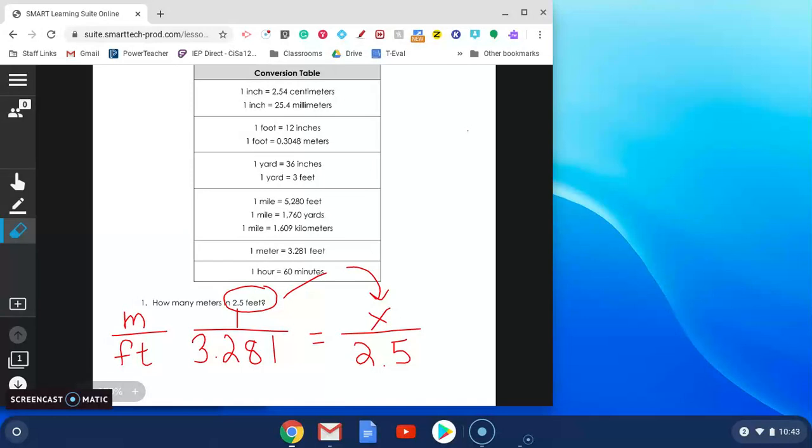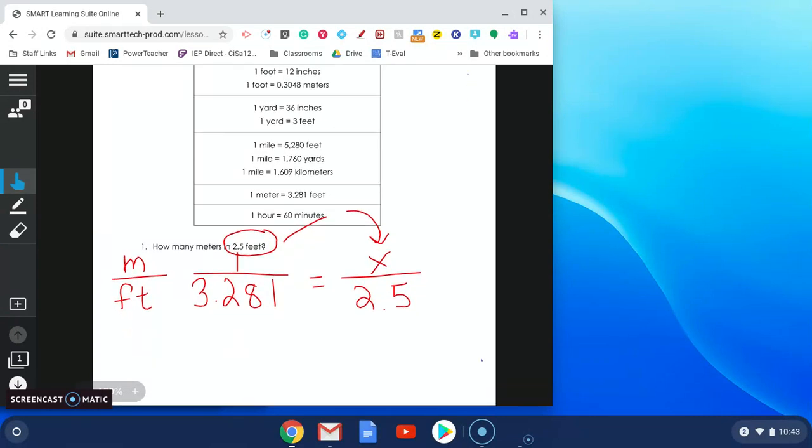Okay, all right, so when you're done with every problem, I expect to see your units. I expect to see a good proportion that's correct. And then I expect to see you write out all of your work and have a final answer with a unit. And that's how I'm going to be grading your assignments for today.